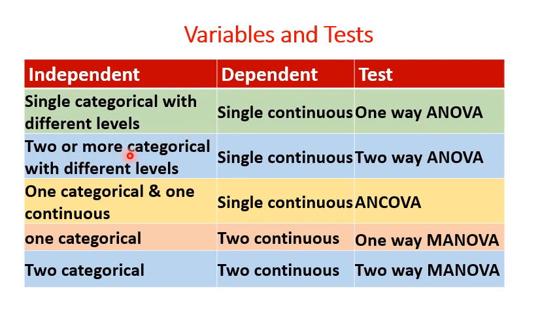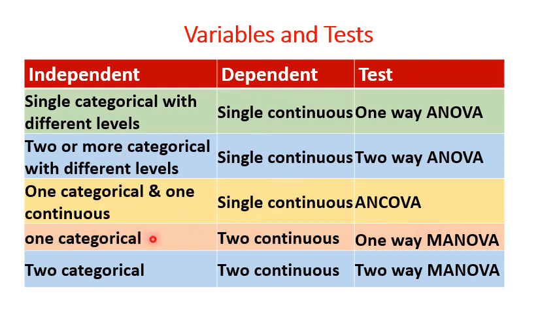Then 2 or more categorical with different levels. There are 2 or more independent variables with different levels and there is one dependent variable which is continuous. In this case, we can use two-way ANOVA. Then one categorical and one continuous. There are 2 independent variables, one is categorical and one is continuous, and there is one dependent variable which is continuous. In this case, we can use ANCOVA.